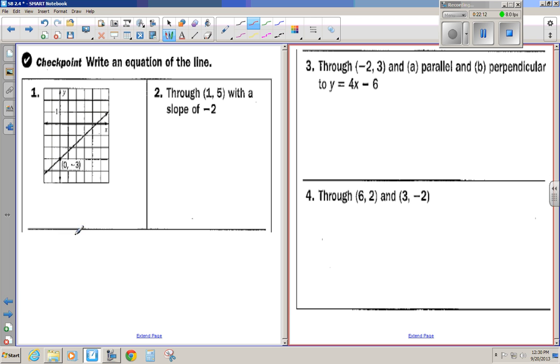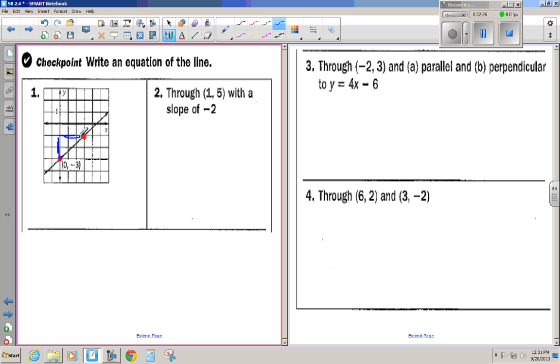All right. So let's write an equation. We know (0, -3) is the b value. Here's another point right here. The slope goes up 2 over 3. We know that the b value is right here. So my equation is y equals 2/3 x minus 3.